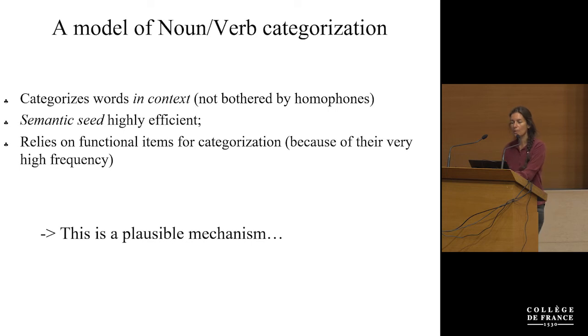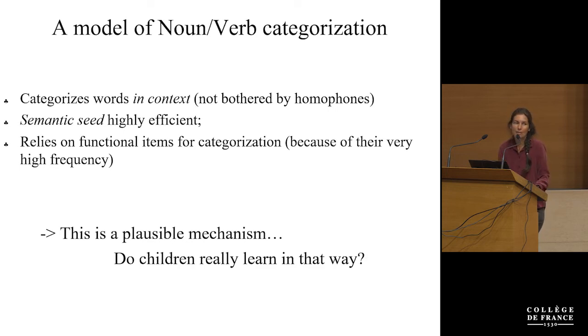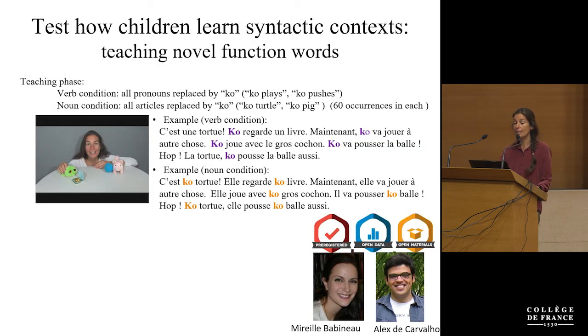So now this is a plausible mechanism. We would like to know whether children actually do this. Okay, so how can we test this? Well, if we're going to try to show how they learn something about syntax, we have to teach them a new bit of syntax, just as before we taught them a new bit of the lexicon, right? Otherwise, you cannot disentangle between what they learned before and what they're learning now in the context of your experiment. So this is what we're doing here.